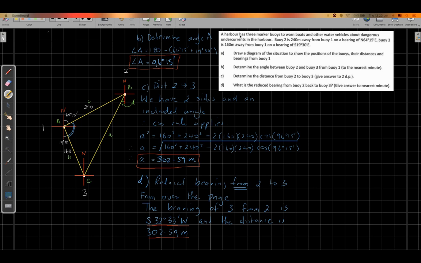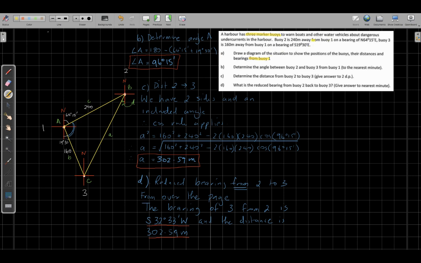So we've got a harbour that has 3 marker buoys to warn boats and other water vehicles about dangerous undercurrents in the harbour. Buoy 2 is 240 away from buoy 1 on a bearing of north 64°15' east, and buoy 3 is 160 away from buoy 1 on a bearing of south 19°30' east. So the first thing to do is draw this diagram to show the position of the buoys, the distances and the bearings from buoy 1.